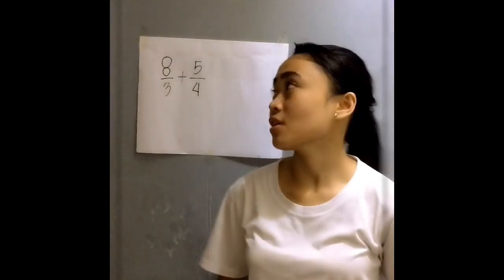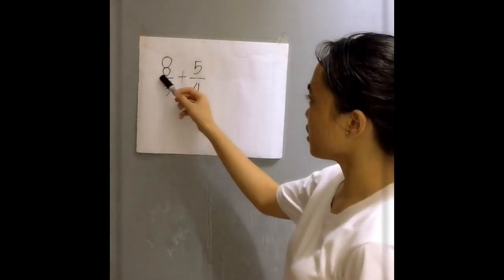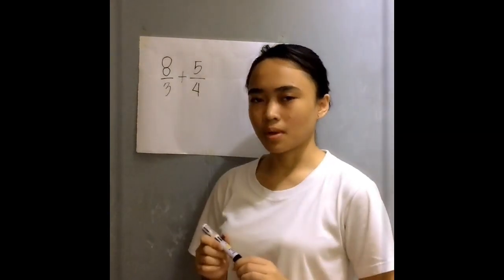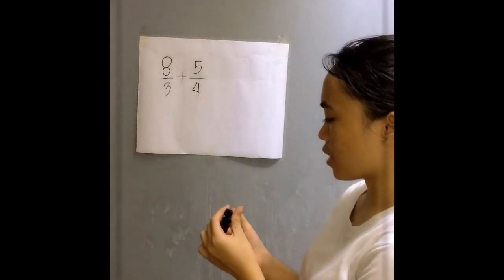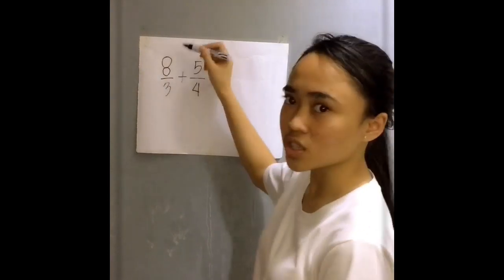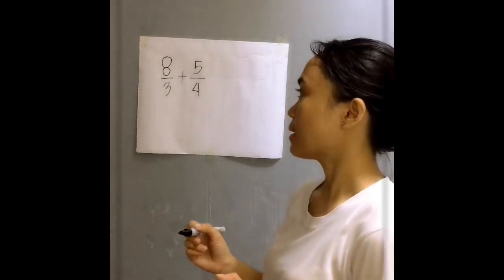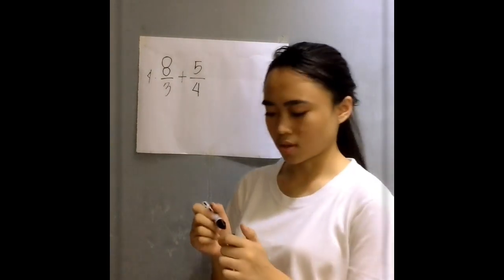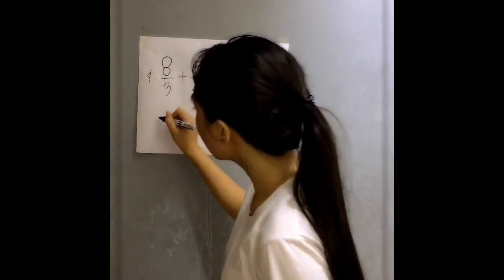Hi guys! The lesson is all about adding improper fractions. So let's look. Our improper fractions here are 8/3 plus 5/4. So we can multiply the denominators to get the common denominator of 12. So now, our first improper fraction is 8/3. First, multiply by 4 to get the common denominator. So, 3 times 4 is equal to 12.